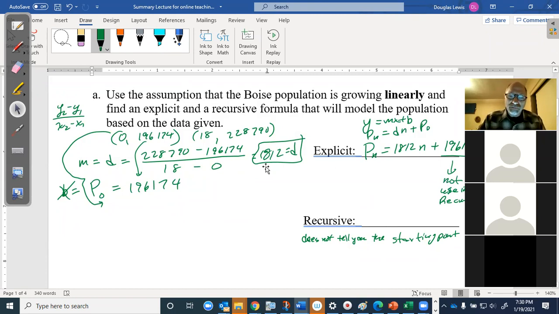And we already determined that if it was linear, that means that 1812 is the average difference. It's the constant difference. So we'd say P sub n, to find any value, you would have to take the previous value. That's what P sub n minus 1 means. Remember, this is some nth term, and this is the previous term.